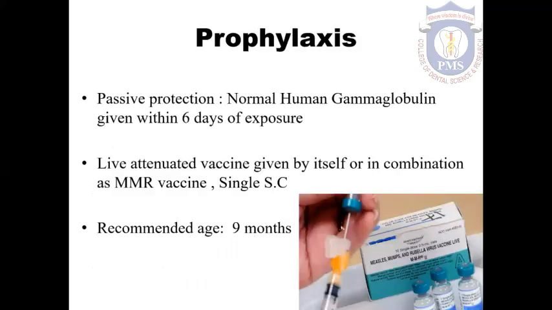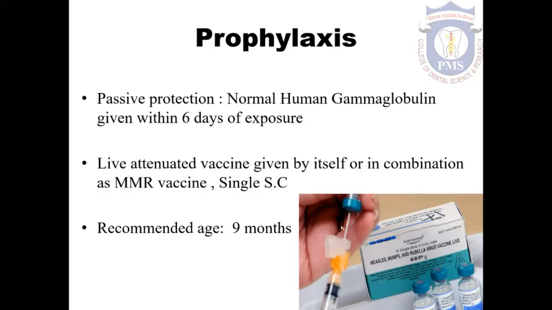Prophylaxis: passive protection. Normal human gamma globulin is given within 6 days of exposure. Then live attenuated vaccine is given by itself or in combination as MMR vaccine. Recommended age is 9 months. Airborne precautions such as isolation in a negative pressure room, and use of PPE such as N95 mask, etc. must be followed while handling measles cases.